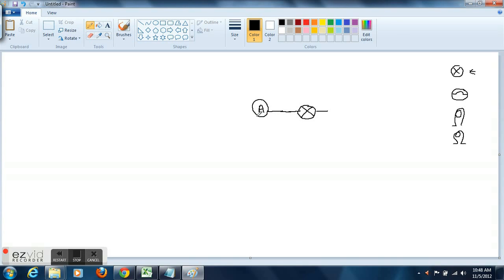Now we need to measure the electric current flow. So we need to have an ammeter. An ammeter is always connected in series. So ammeter and bulb, they are connected in series. For the power supply we need to have a cell. So this is the cell, positive and negative. Definitely we need a switch. So this is the closed switch.